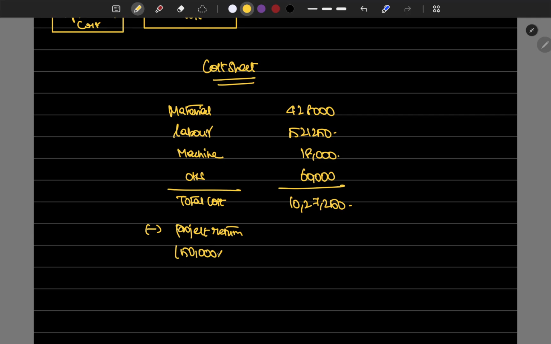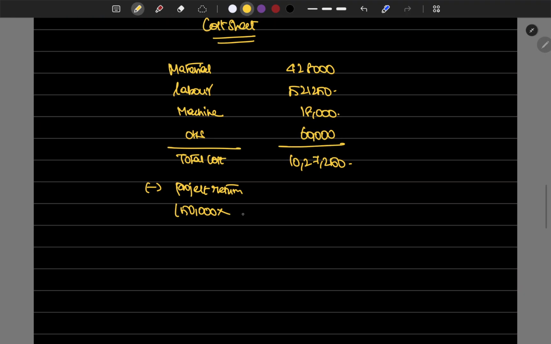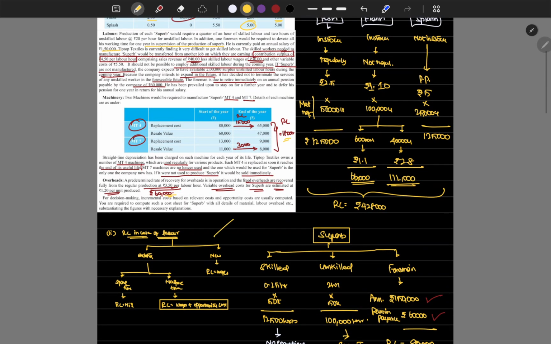Then what's the actual project return we are having? 50,000 into 25 per unit, which is 12 lakh 50,000 we are getting as a project return. So what would be our net profit out of this Superb product? It is 2,22,750. So this is it, a very simple problem, but we have to remember these logics alone.